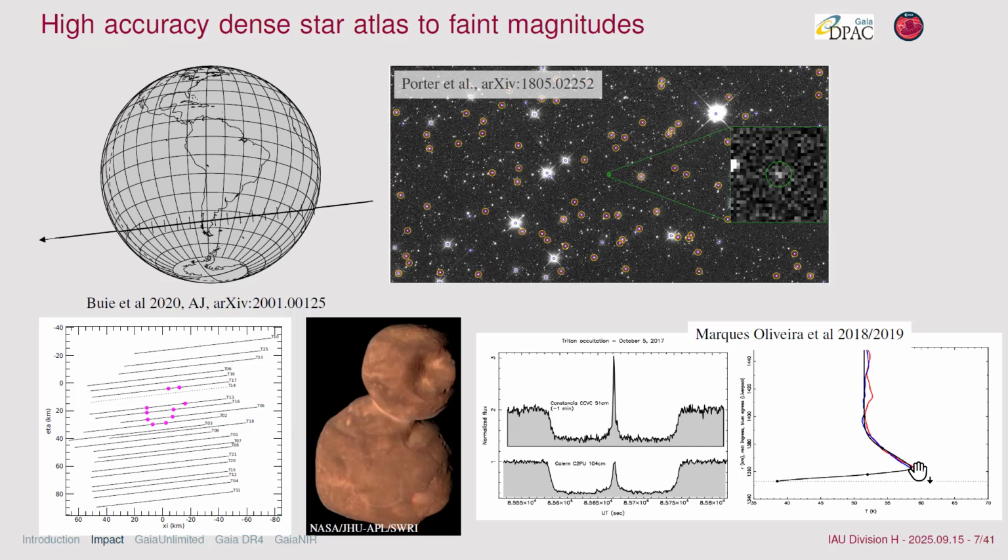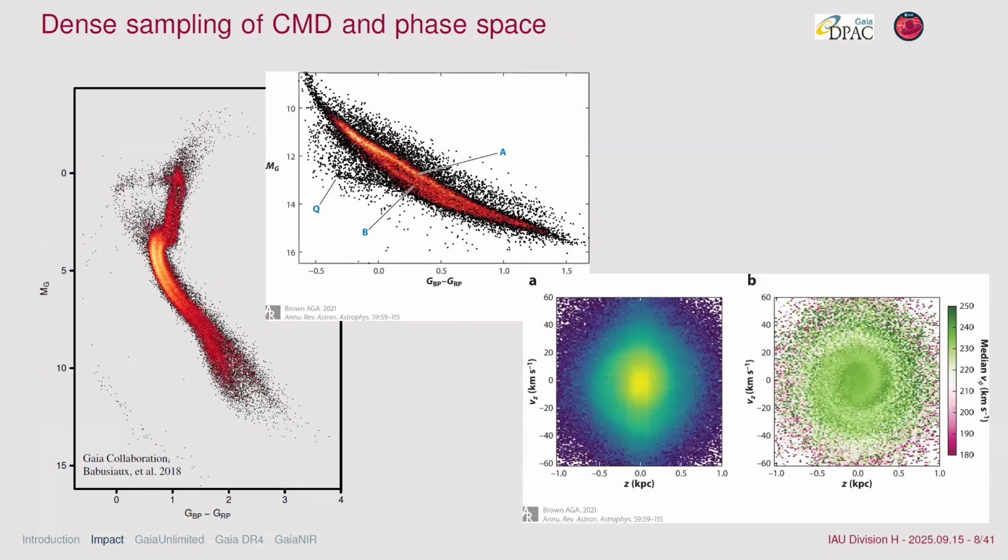Okay, the next is an example that all of you should be very well familiar with, which is namely that Gaia provides data for many stars in the sky. And this also means that you have a very dense sampling of the color magnitude diagram and also of the phase space of our own Milky Way.